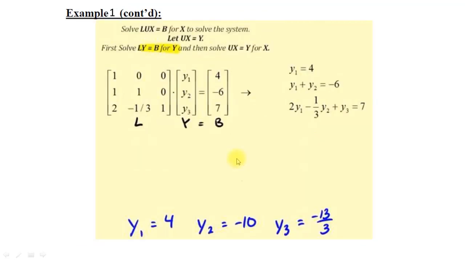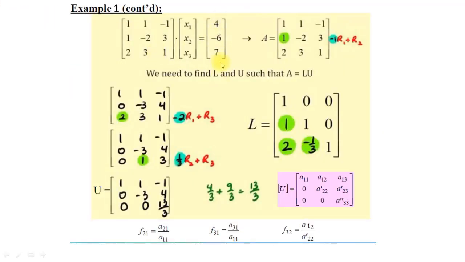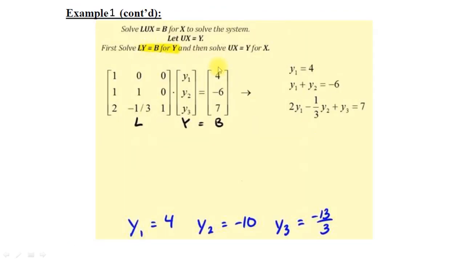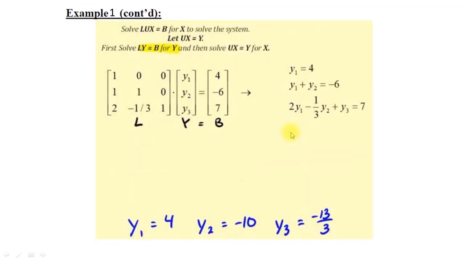So in the next step, now find column matrix Y using the lower triangular matrix and the matrix B. Matrix B is given in the given system. This is matrix B, you see here. Now to find the column matrix Y, obtain Y1, Y2, Y3, using the lower triangular matrix, which we have already found.